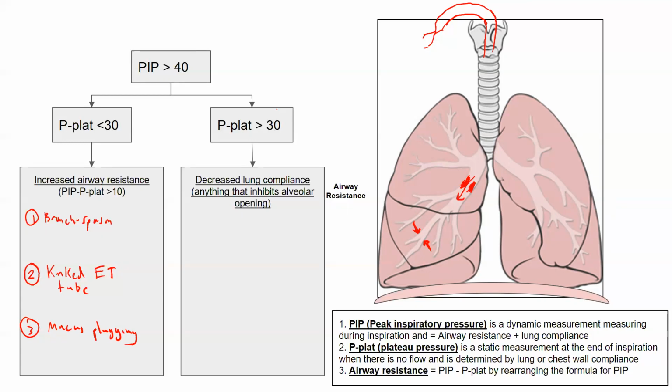All right, there's a bit more for things that can increase your plateau pressure. Plateau pressure greater than 30 is abnormal, and a PIP greater than 40 is abnormal. So what type of things do you think can increase your plateau pressure? When I think of plateau pressure, I think of anything that's going to inhibit alveolar opening, which increases that alveolar pressure and increases your plateau pressure. Can you guys think of some stuff that can do this?